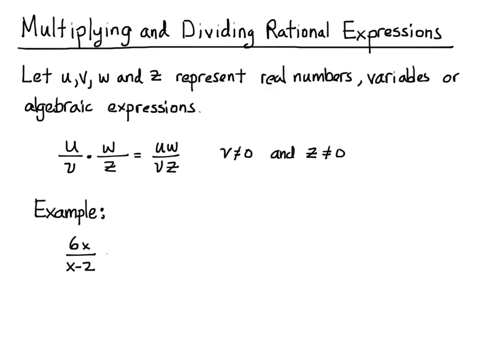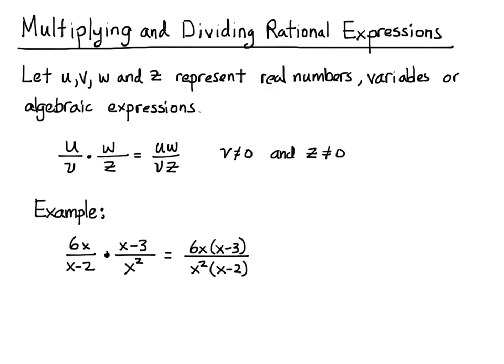Okay, so in one example, if we have 6x over x minus 2 times x minus 3 over x squared, the thing that you have to add here to keep it all straight is to make sure you're using parentheses to your advantage. Okay, so I'm going to write this as just the product of those two.